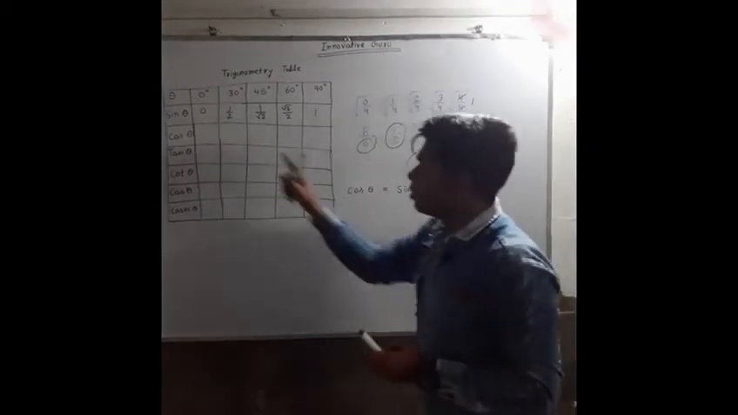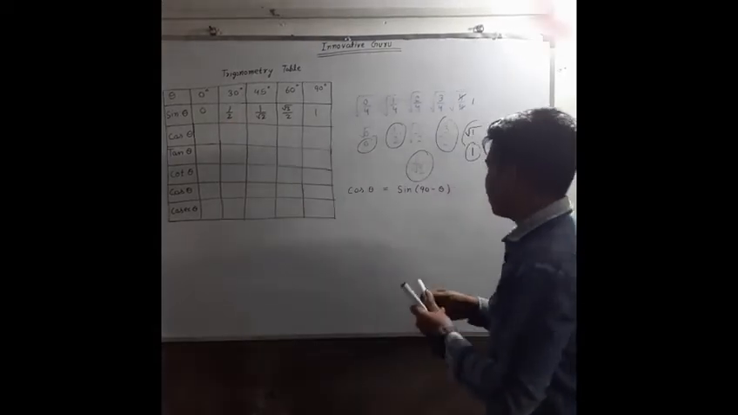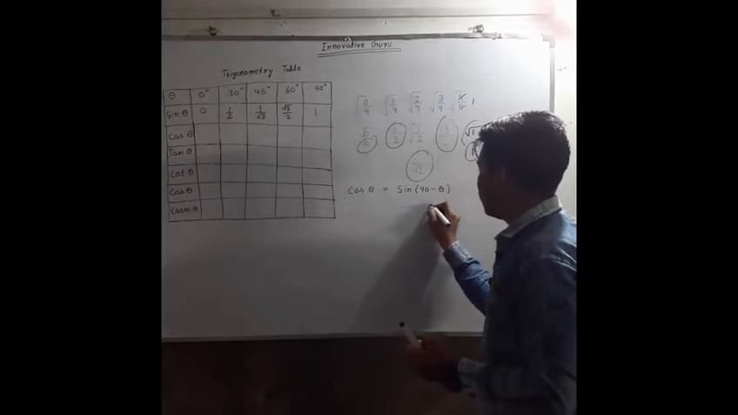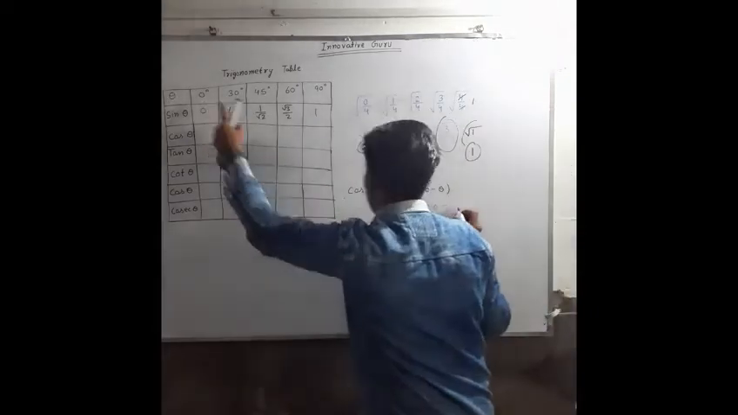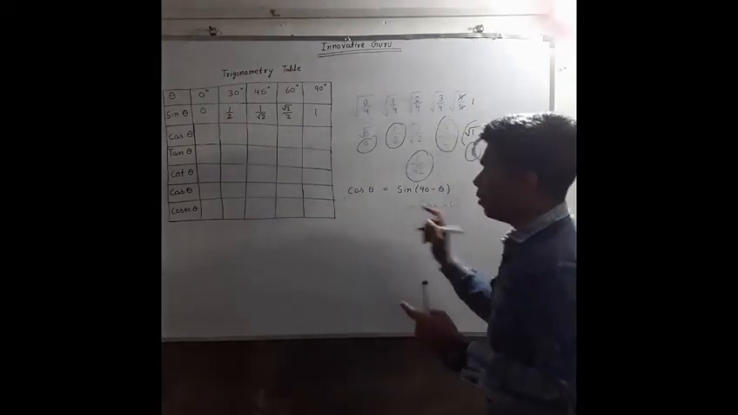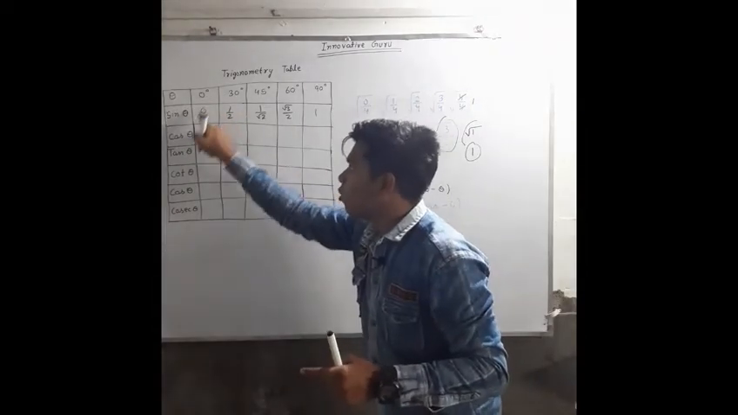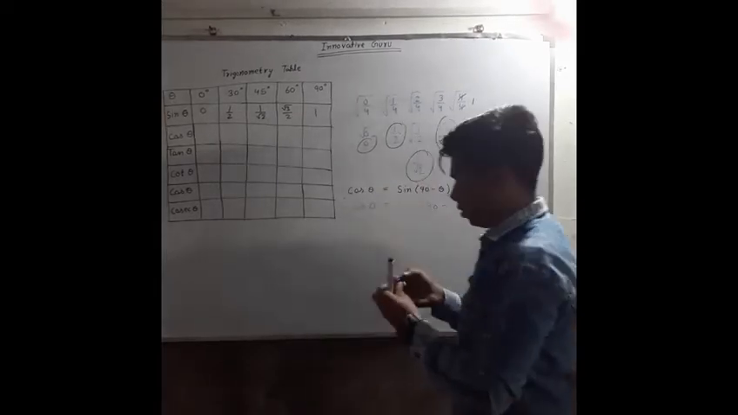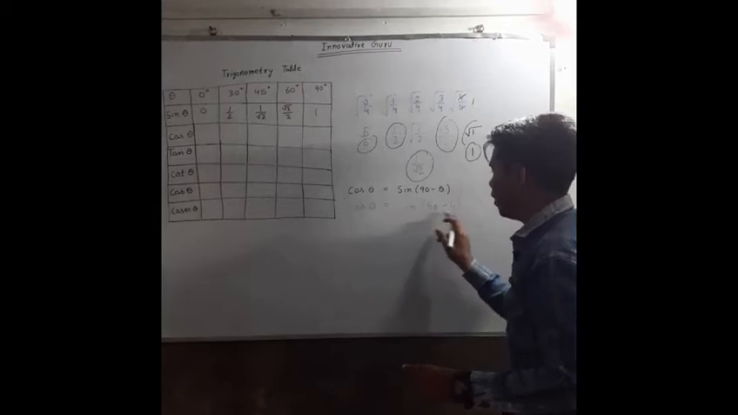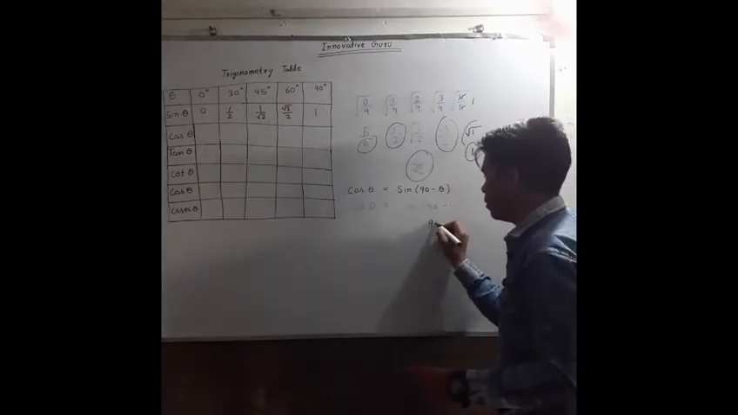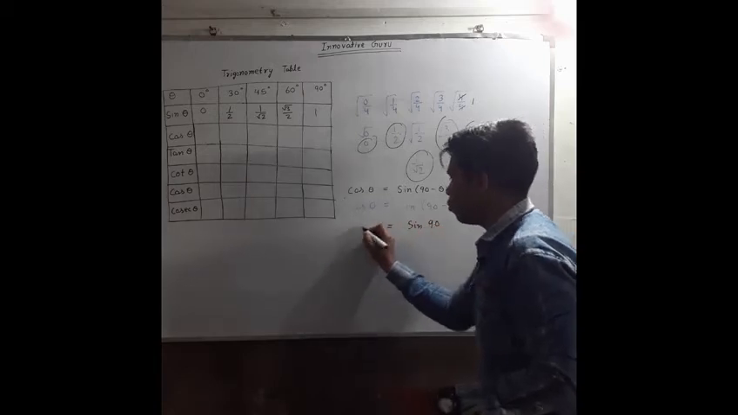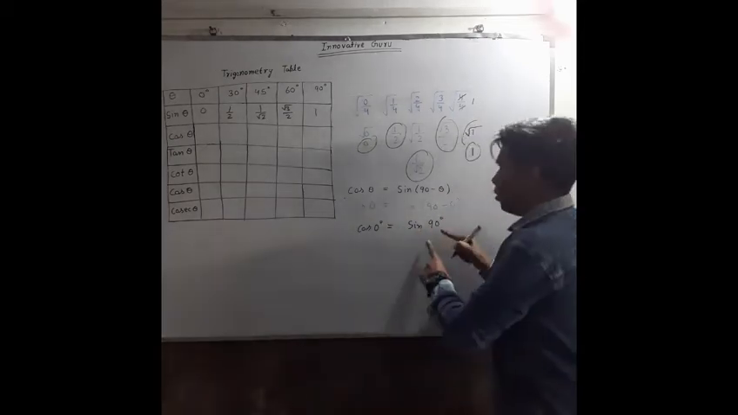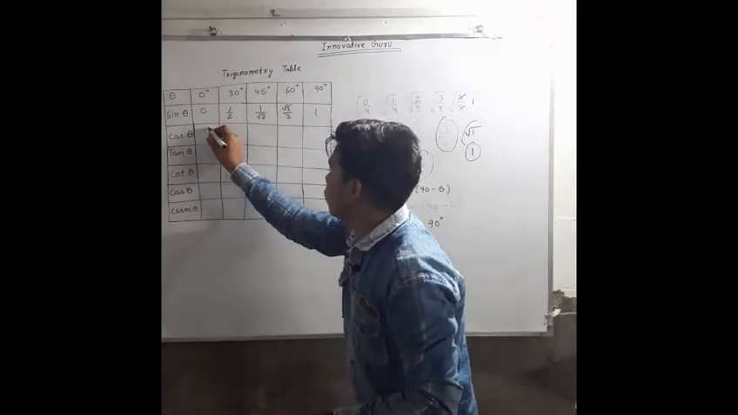So what is cos 0? If theta is 0, put the 0 here, because you are going to solve the equation of cos 0. Now you solve 90 minus 0, it is sine 90. So cos 0 is equal to sine 90. I hope you got the value of cos 0. Cos 0 is equal to 1.